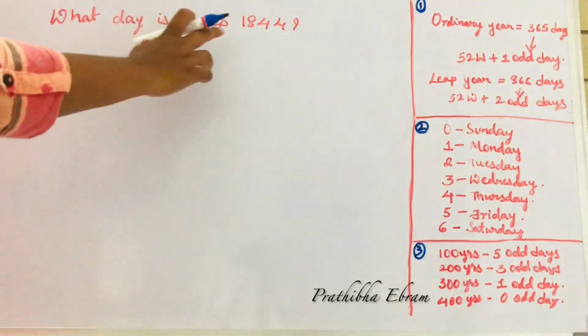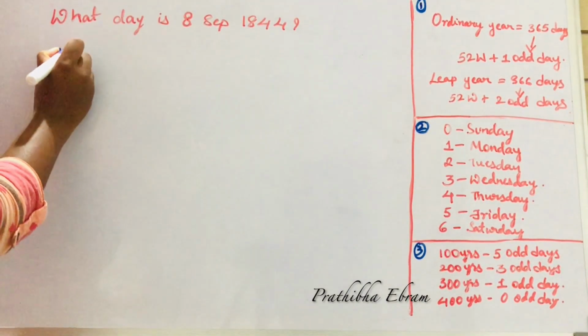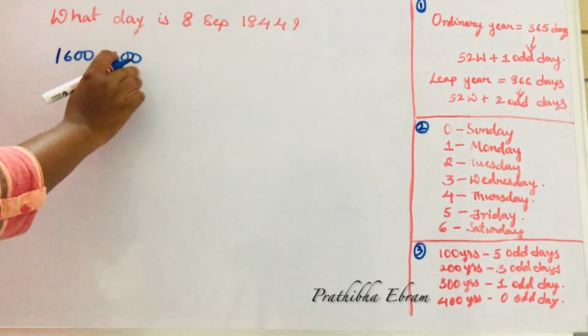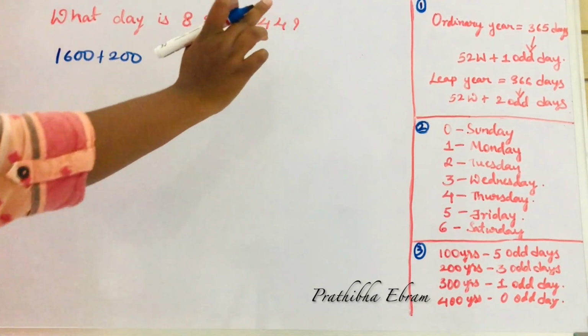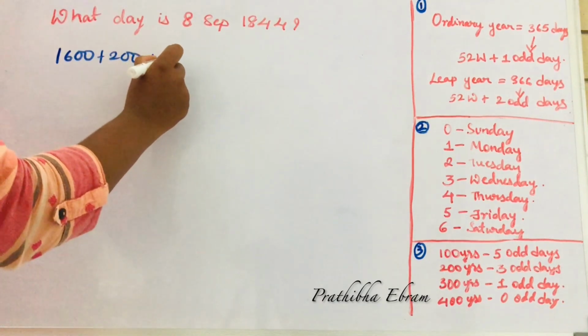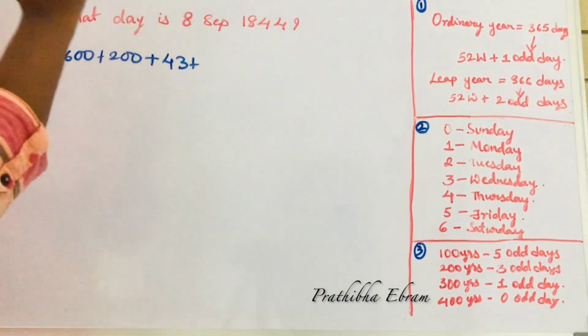What day is 8th September 1844? Now this 1844 can also be written as 1600 plus 200. Okay, 1800 finished. Still we are pending with 44 years. Okay, in this 44 years you have a total of 43 years. Okay, now in the 44th year you have only till September.